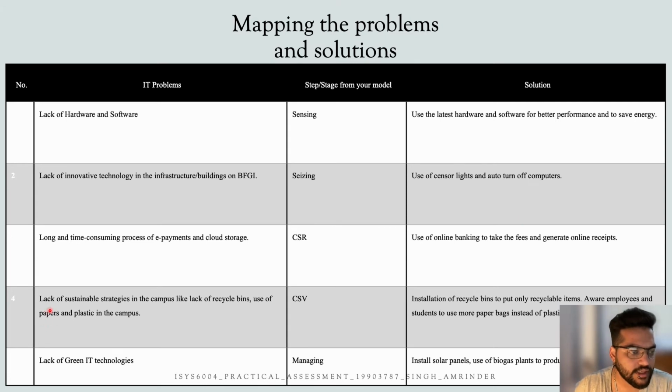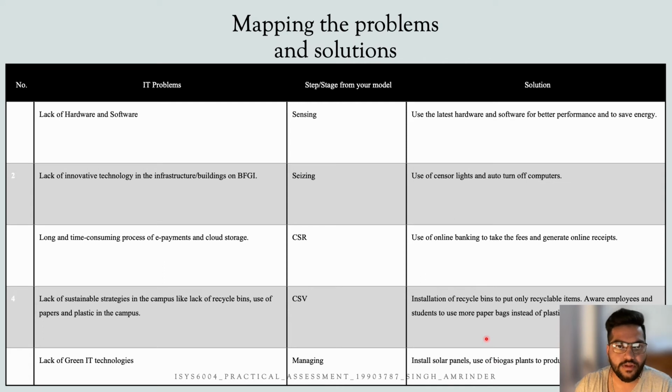So the next problem is lack of sustainable strategies in the campus, like lack of recycle bins and use of paper and plastic in the campus. I also found this problem by using Porter's model. To solve this problem, the institute needs to install recyclable bins just to put recyclable products like plastic bottles and plastic containers, so that they can recycle and reuse the things after going through recycling processes.